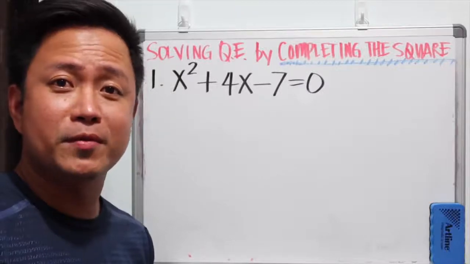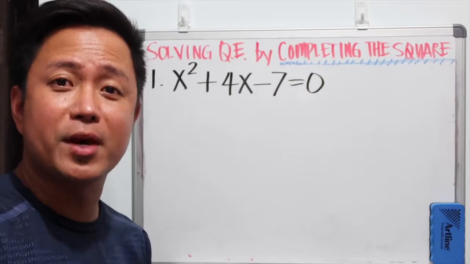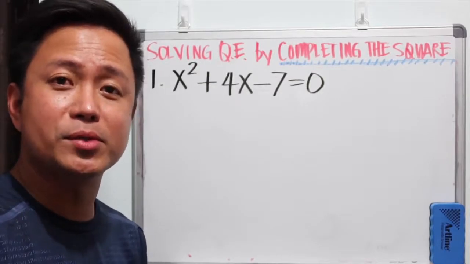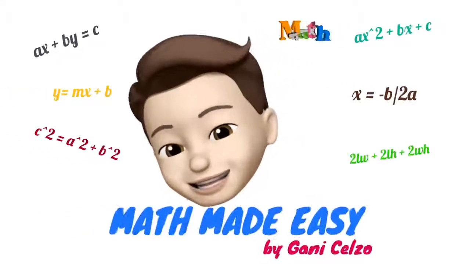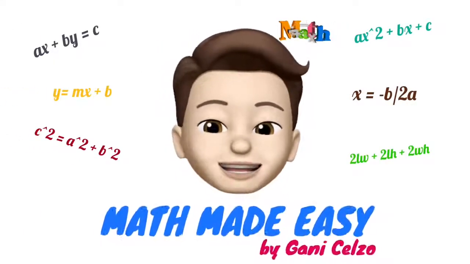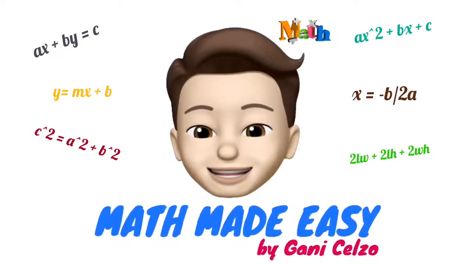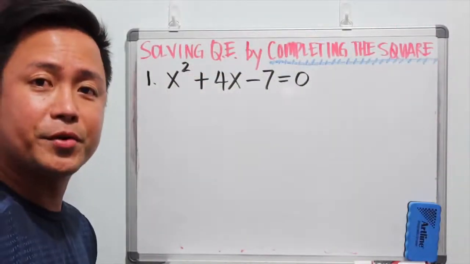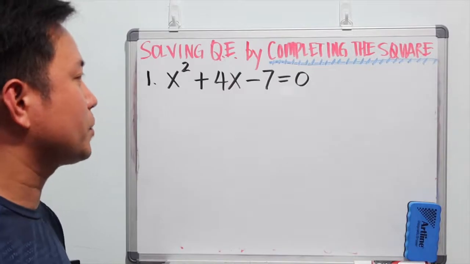What will you do if the quadratic equation is not factorable? Can you think of other methods to solve for the zeros of that quadratic equation? Let us consider this example: x squared plus 4x minus 7 is equal to 0.